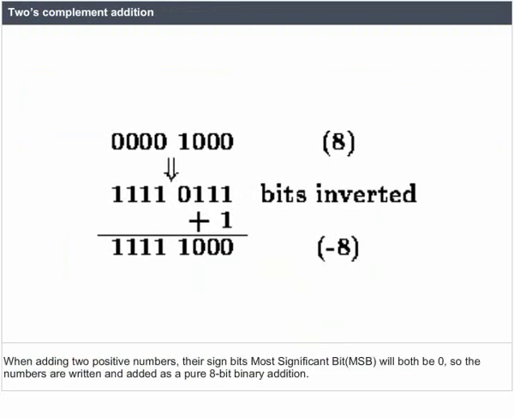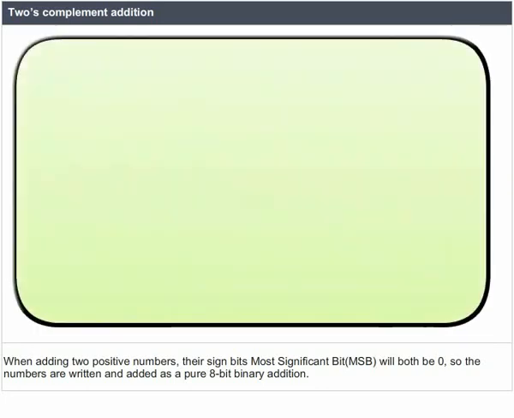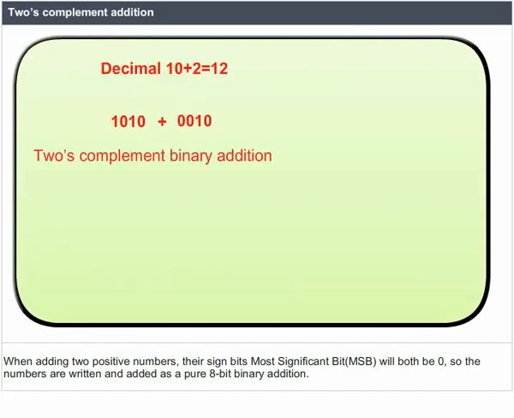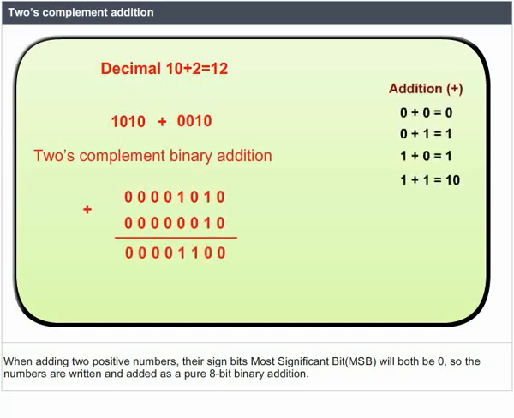When adding two positive numbers, their sign bits, the most significant bits, will both be 0. So the numbers are written and added as a pure 8-bit binary addition. Decimal 10 plus 2 equals 12. 2's complement binary: 00001010 plus 00000010, which equals 00001100.